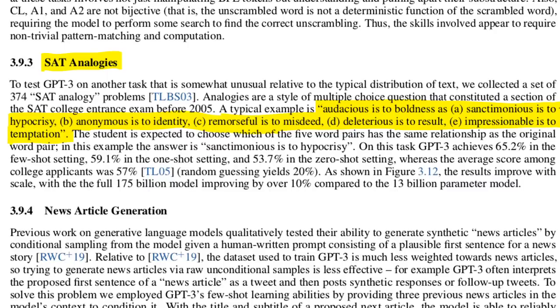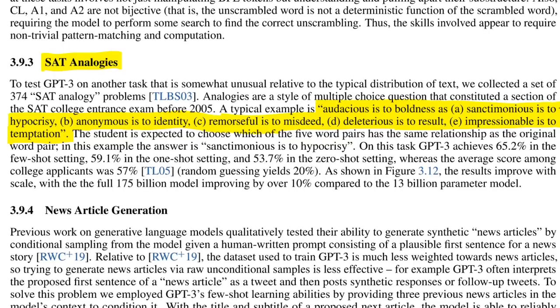I'm not a native speaker, but this is a hard question, right? And you have to see that these high schoolers, they're stressed. This is very much a time-based test, so you need to make a decision quickly, while the model, of course, is basically able to sift through its entire training data in the time it takes the GPUs to perform inference. But it's still funny that GPT-3 achieves 65% in the few-shot setting, 59% in the one-shot setting, and 53% in the zero-shot setting, whereas the average score among college applicants was 57%. So it outperforms the average college applicant.